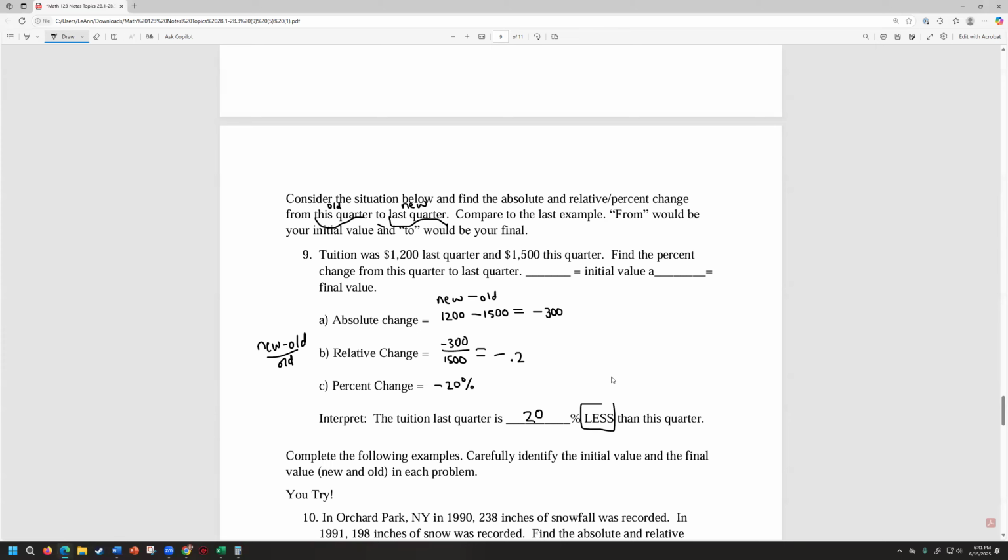They use the word less. Less means negative in vocabulary, okay? If they wanted it to be a positive answer, they would have had the word more there. So the tuition last quarter is 20% less, so that's where they're telling us it's negative, than this quarter. The big thing that they'll get people on is thinking that if you change the order of the new and the old, the percentage stays the same.